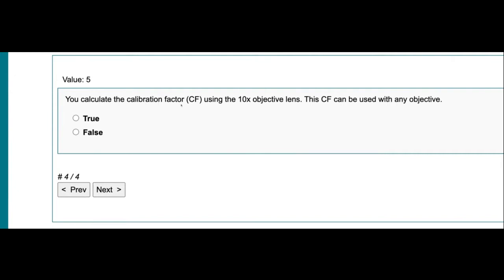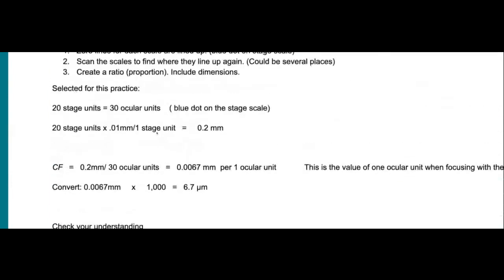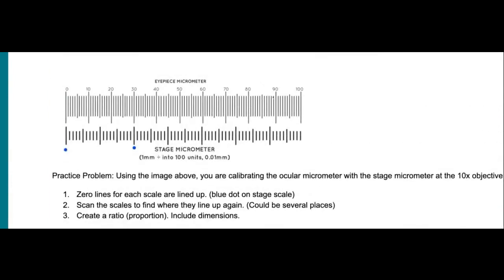And then here, you calculate the calibration factor using the 10x objective lens. Can this calibration factor be used with any objective? The answer is no, because those ocular units across are always going to be 100 across. Whereas in reality, if you use the objective lens to zoom in to the stage micrometer, the ruler in the microscope, you'll see fewer and fewer of these tick marks as you zoom in onto your ruler. But the ocular units, the eyepiece micrometer, will always have 100 across.